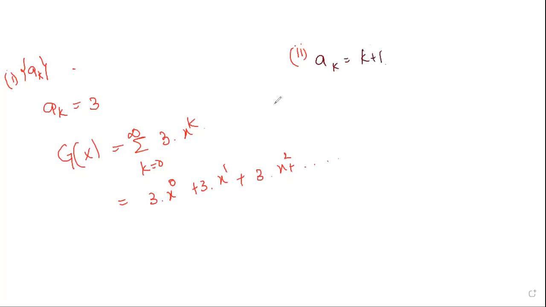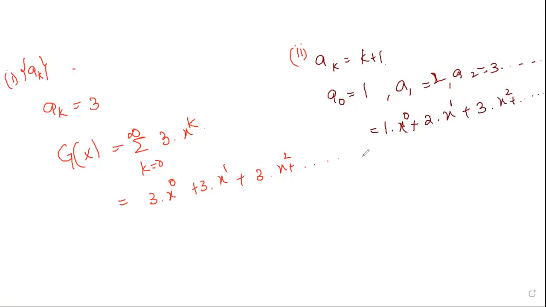Okay, so if ak is k plus 1, what will be a0? a0 will be 0 plus 1, which is 1. a1 will be 1 plus 1, which is 2. a2 will be 3, and this will continue till infinity. If we want to write the generating function, we can write it as 1 into x power 0. Now I am writing it directly, I am not writing the entire a0 x power 0 again, so I hope you understand. Then 2 into x power 1 plus 3 into x square, and this will continue till infinity.